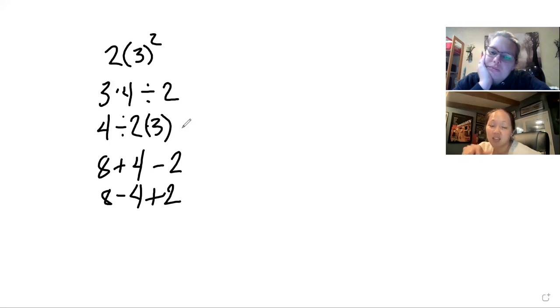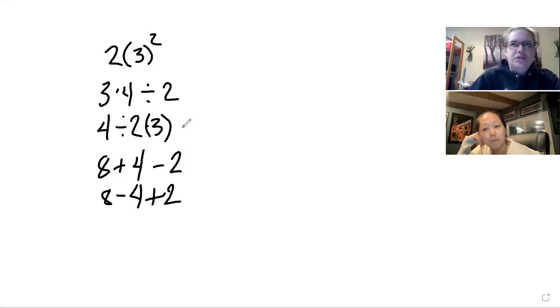Mhm. And then we do that whole linear function unit before we start talking about using the function notation to evaluate or to find specific points. Okay. Okay. Mhm. And I've gone with, I introduced the functions.